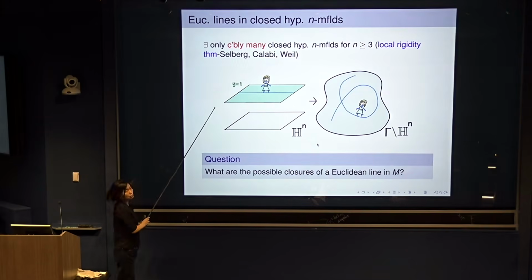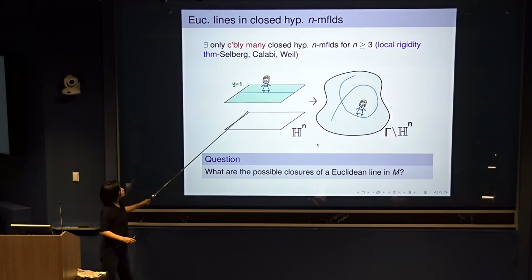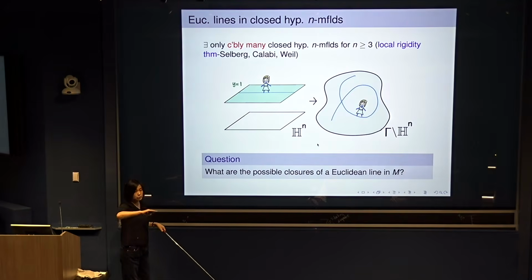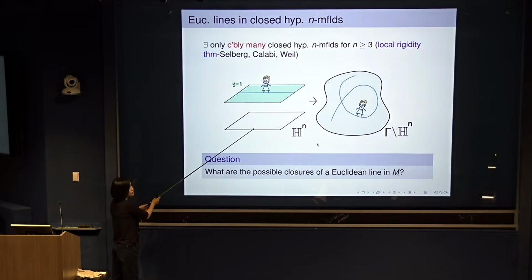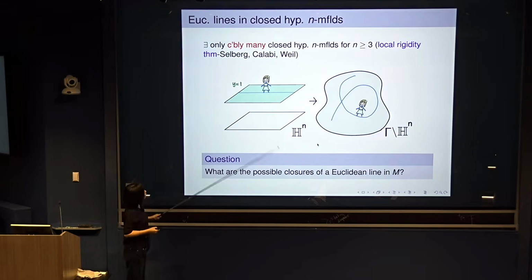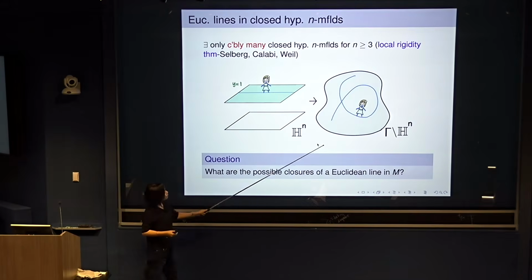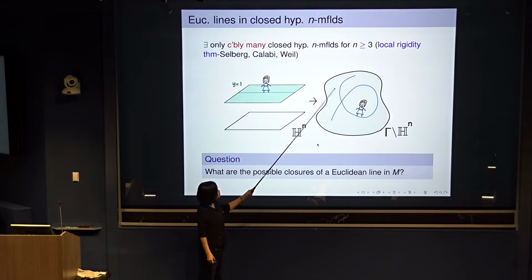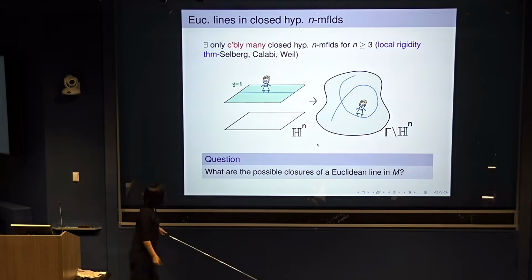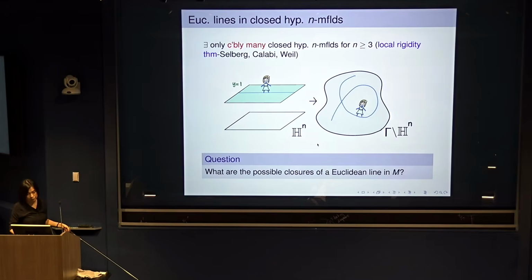So now, what is the Euclidean line? Again, I have to tell you what the Euclidean line is. In the half space model, you consider the horizontal plane given by height 1, y equal to 1, and any line on this horizontal plane will be called a Euclidean line. So are their images under the isometry group. The images will again be circles tangent to the boundary or other horizontal lines. These are Euclidean lines, and she travels along this Euclidean line. In this closed hyperbolic n-manifold, what is she going to see? What are the possible closures of a Euclidean line in this hyperbolic n-manifold?